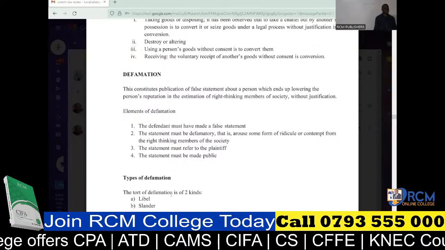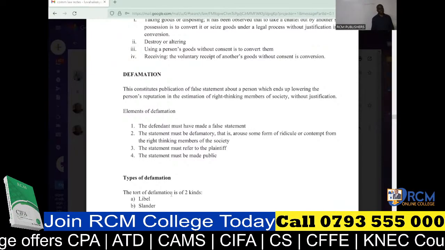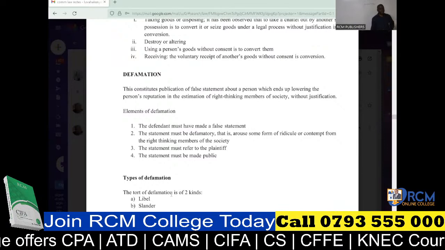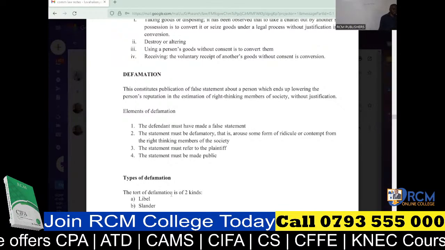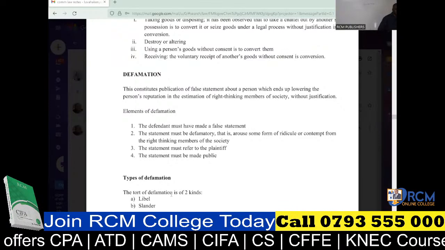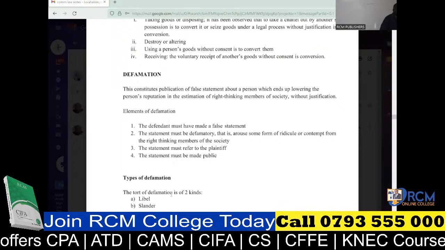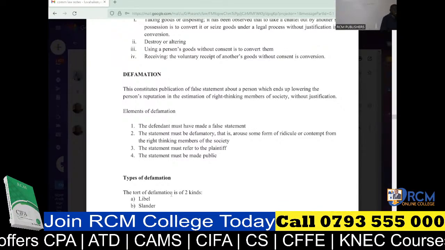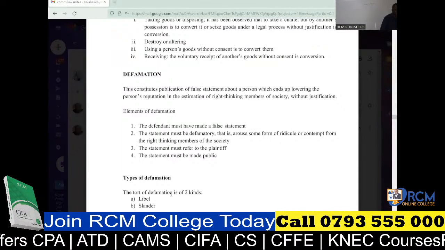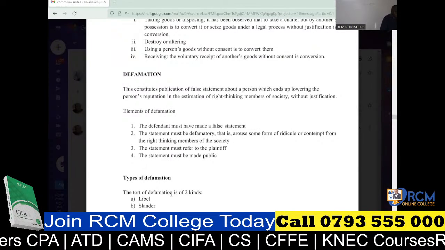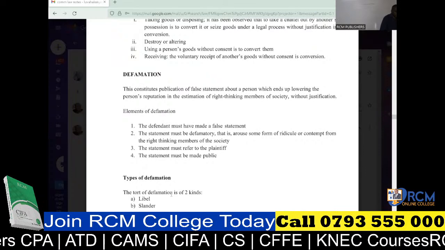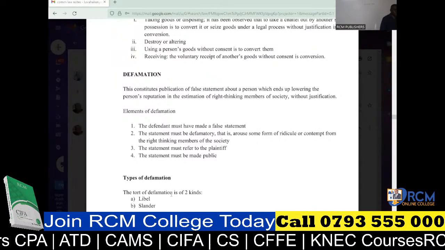So it basically leads to or arouses ridicule. So people will start maybe ridiculing you as a result of the statement. The statement must refer to the plaintiff. So it must actually be very direct and be referring to the plaintiff. It should actually be made in the public. So those are some of the key elements of what you are calling defamation.